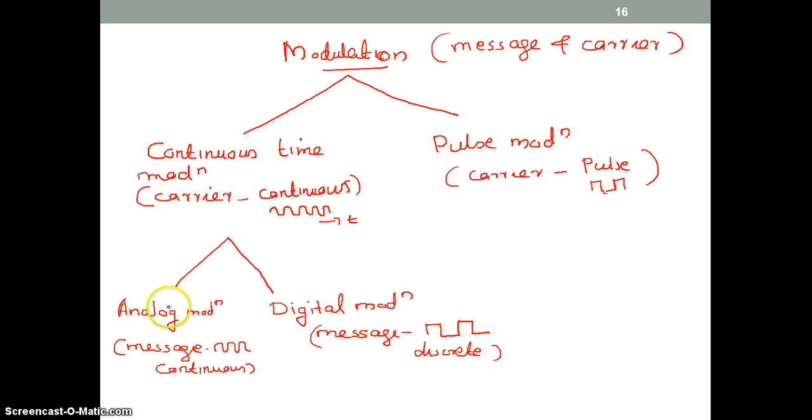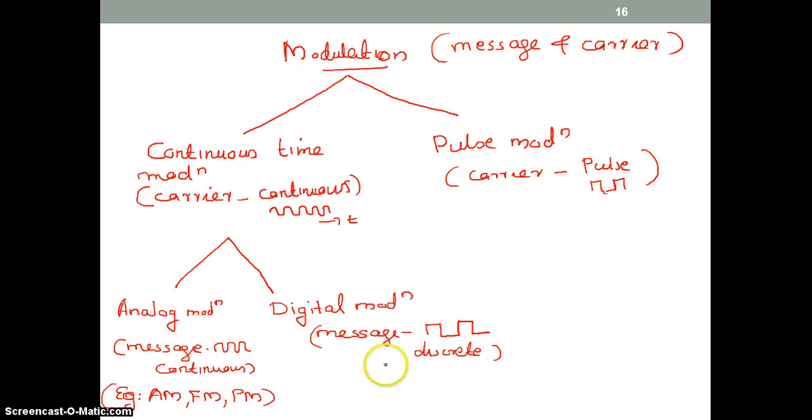Continuous time modulation is again classified into two types: analog modulation and digital modulation, or in other terms, analog continuous time modulation and digital continuous time modulation. In analog continuous time modulation, the carrier is continuous and the message is continuous. In digital modulation, the carrier is continuous but the message is discrete. Examples, which you have studied in your communication system, are AM amplitude modulation, FM frequency modulation, PM phase modulation.